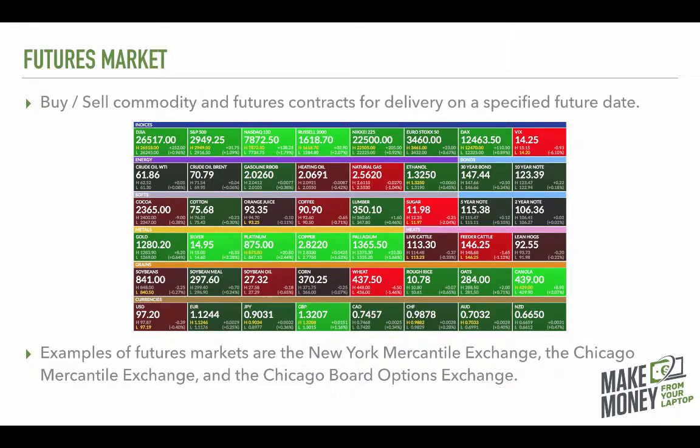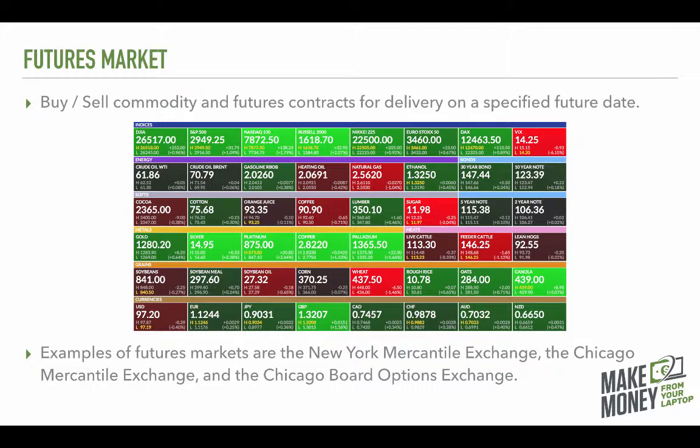All right, so next up is the futures market. What is the futures market? We hear a lot about this. Well, the futures market is a place where we buy and sell commodities and futures contracts for delivery based on a specified future date. And this little screenshot is taken from FinViz, which is a website that will give you a pretty nice dashboard like this to show you what the different products in the futures market are doing.